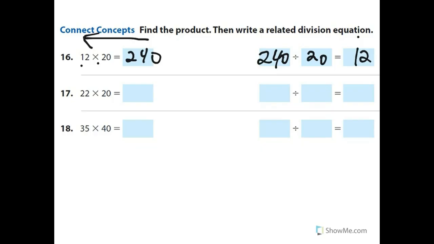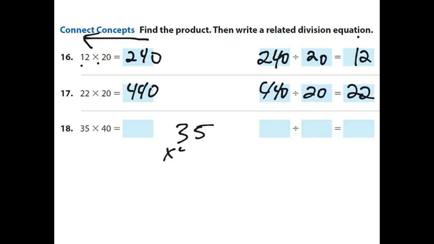I'll check 22 times 2 is 44 with 1 0. So we get 440 divided by 20 equals 22. All right, go ahead and do that on number 18, and then we'll go over it. All right, 35 times 40. I have 0. 4 times 5 is 20.